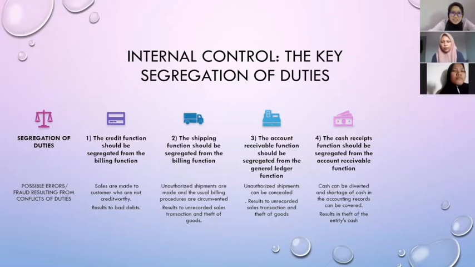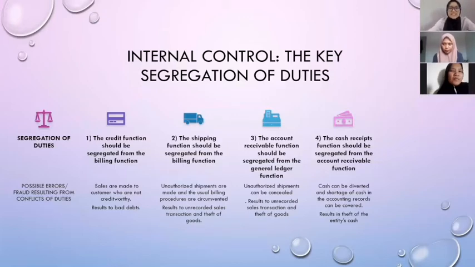And next, the shipping function should be segregated from the billing function. The individual cannot have both the responsibility to ship the goods and be involved in the billing function, because the possible errors or fraud that can occur are unauthorized shipments being made and the usual billing procedure being circumvented. So this can result in unrecorded sales transactions and also theft of goods.